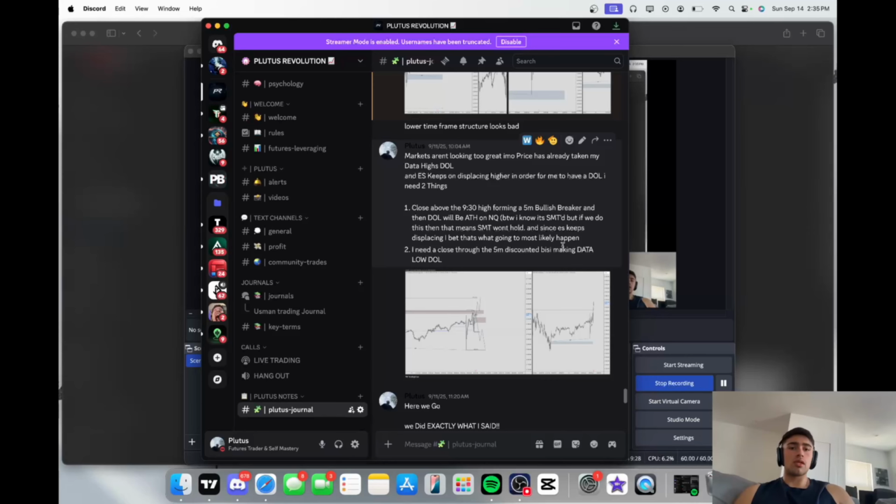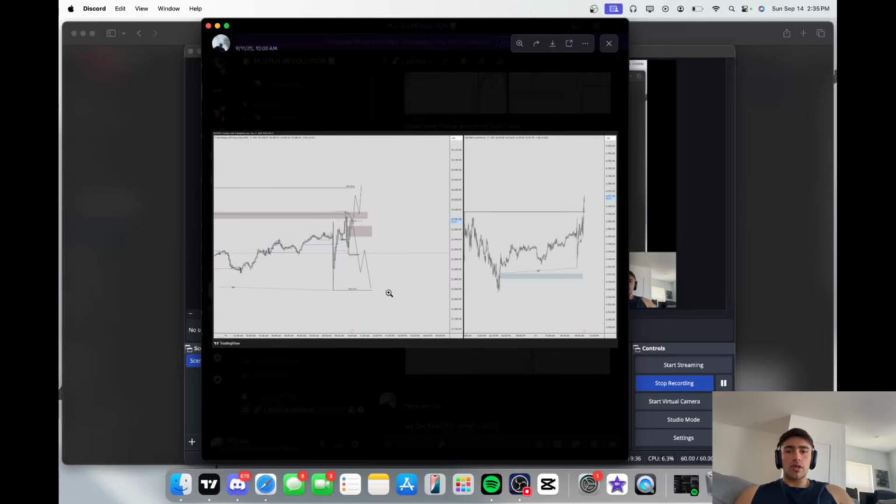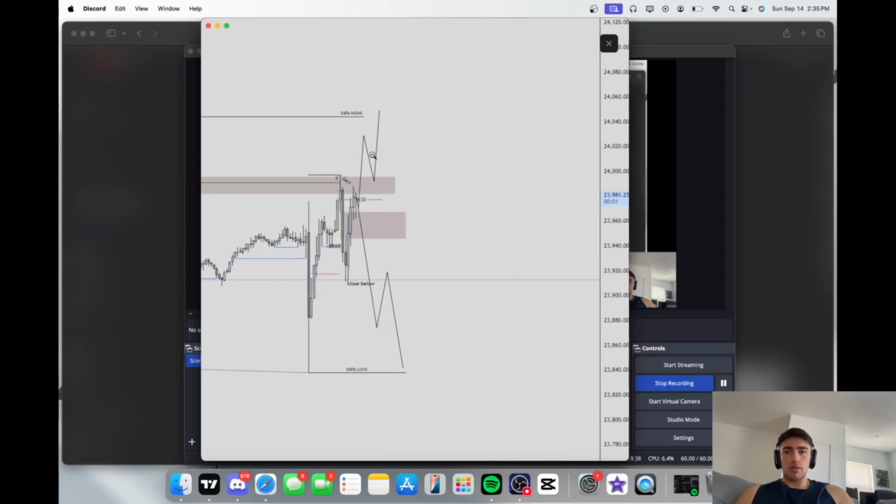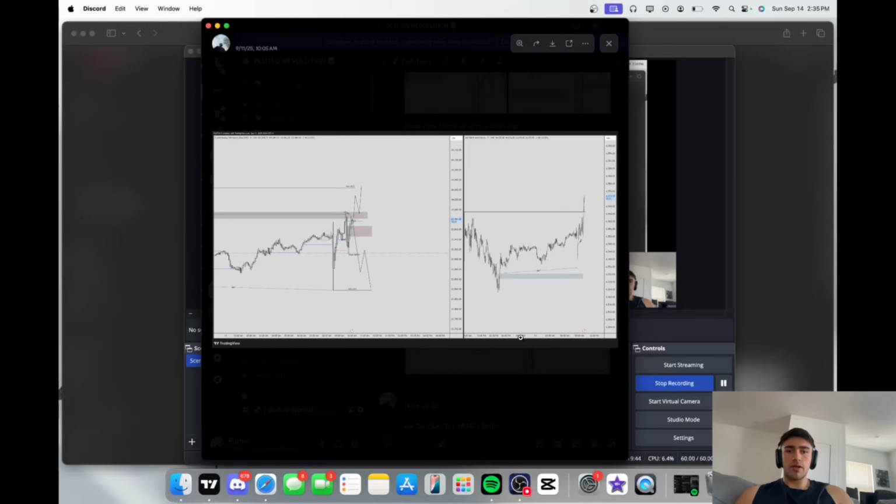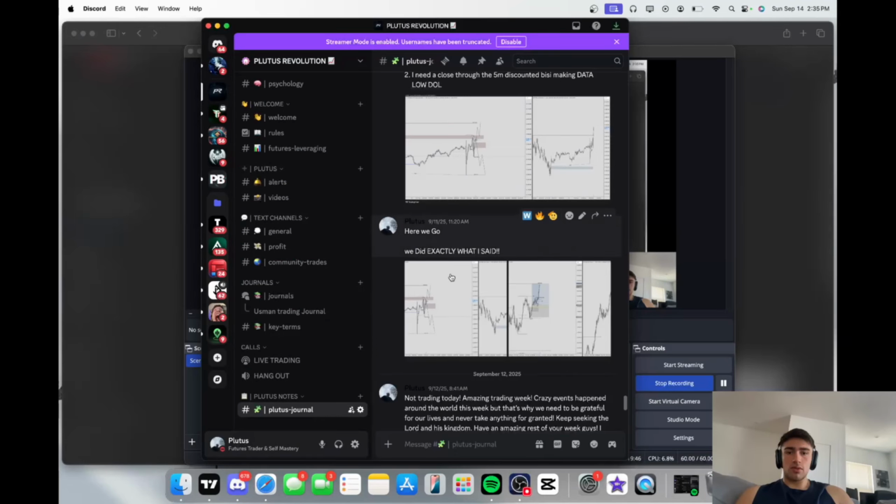That's what's most likely going to happen. I don't know why I worded it that way. That's so weird. Or two, I need to close through the 5-minute discounted BISI, making data lows, drawn liquidity. So as you can see, either close above, a retest, and then higher, or displacement through, close below, and retest, and then lower, right? So what do we get?